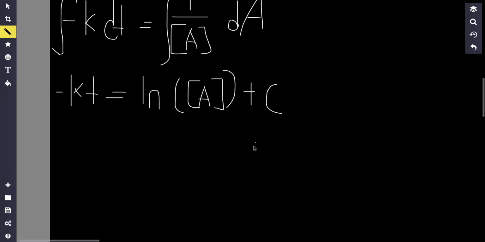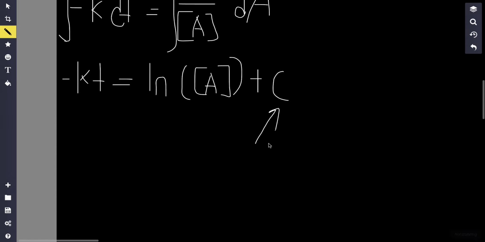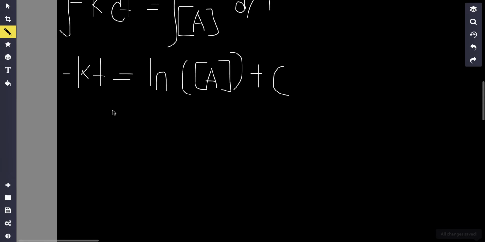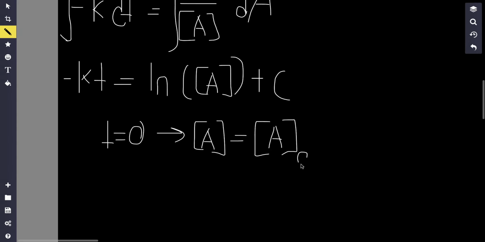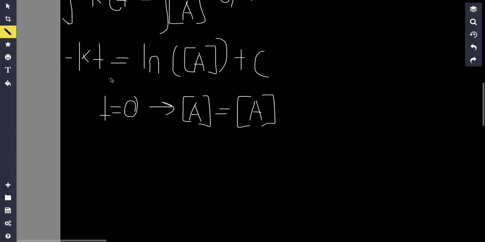Now let's try to solve for what C, our constant, is equal to. So let's say our time is equal to 0. That means that the concentration of my reactant is going to be equal to the concentration of the reactant at time 0, right? When I'm referring to the concentration of A at time 0, I'm just going to put a subscript 0 there. And so this is what I'm going to get.